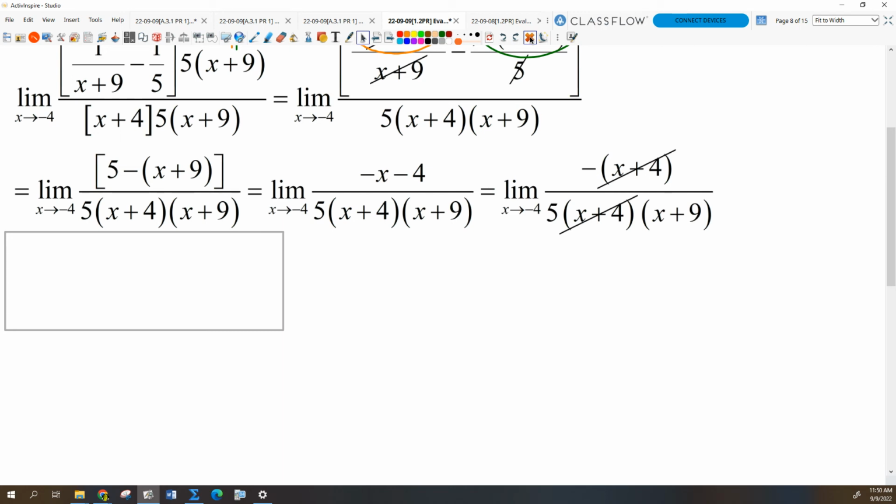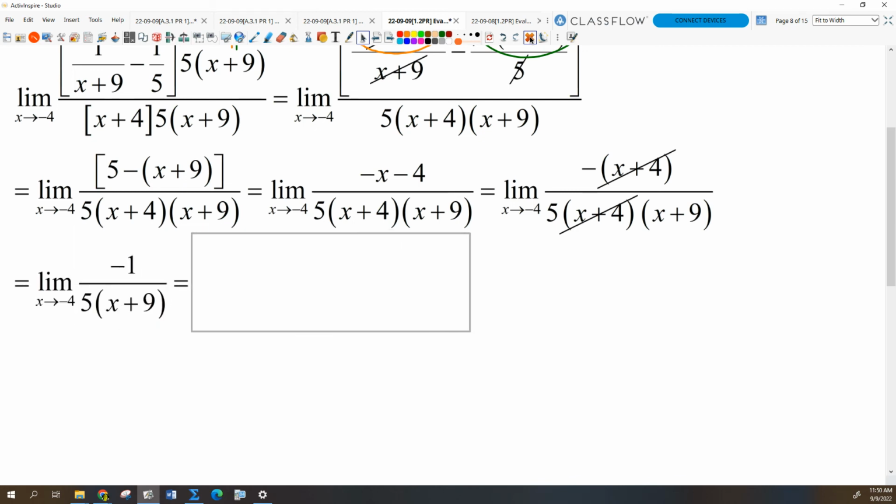Right? Everybody see? And now there I get my x plus 4s that I knew I had to have. I knew those had to cancel. They had to, right? Because that's how the indeterminacy is going to go away. And so then I end up with the limit of this simple function. On the top, I'm left with a negative 1. On the bottom, I've got a 5 times the quantity x plus 9. And if I evaluate that directly, I just get a number, negative 1/25th. Right? Okay, makes sense?